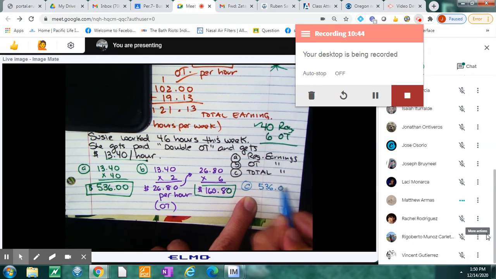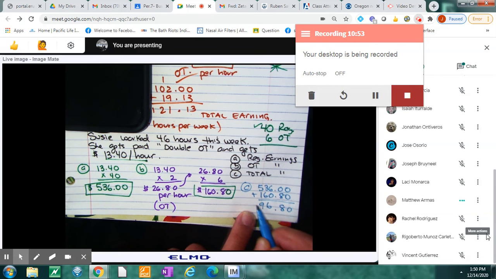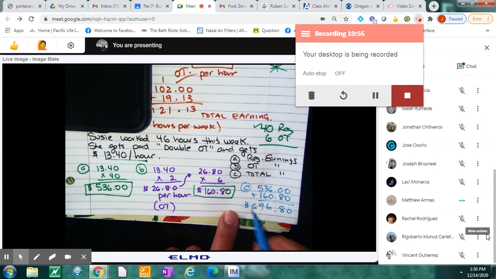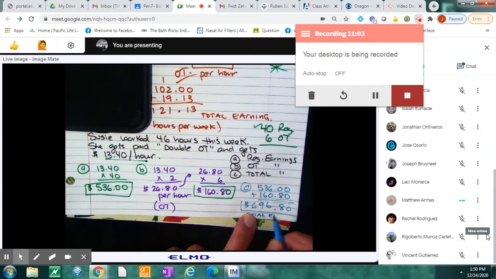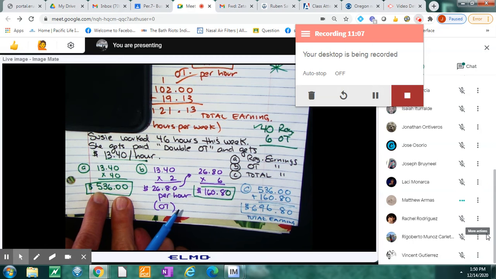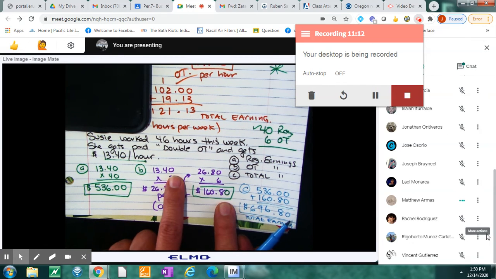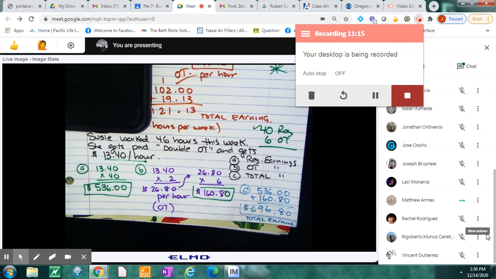$536 plus $160.80, which gives me $696 as your total earnings. Total earnings, because you added your regular pay plus your overtime. Remember, it's double. Okay? And there you go. That's basically it for now.